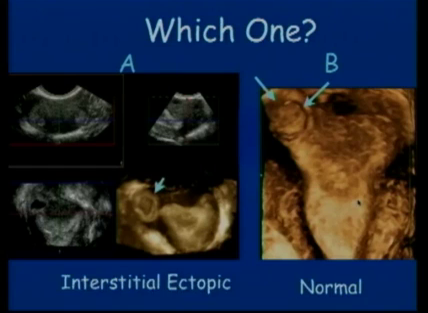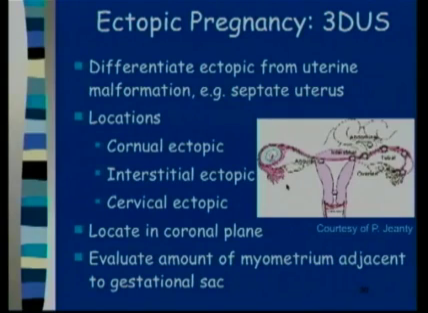Okay, so box A is an interstitial ectopic and B is a normal. It just looks like this gestational sac is way out into the myometrium. So let me show you. First thing about ectopic pregnancies is that we have to differentiate whether we really have an ectopic or whether we just have a uterine malformation like a septate uterus that then has a sac in one horn.